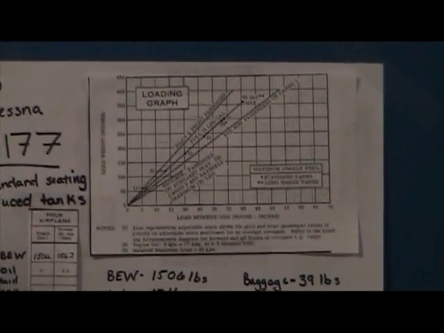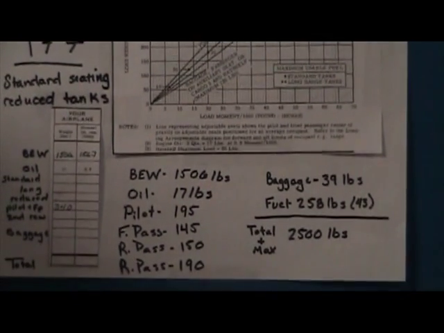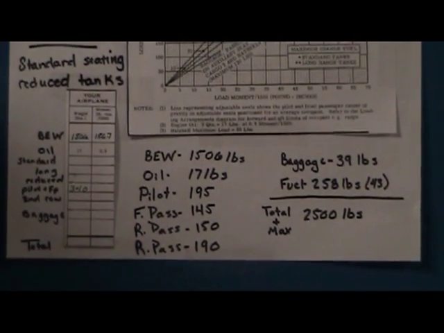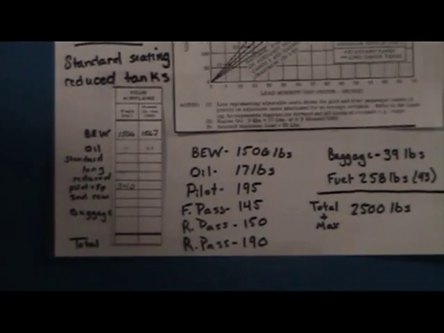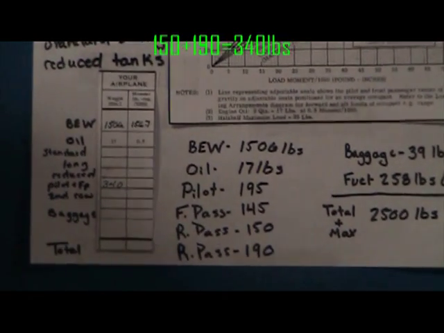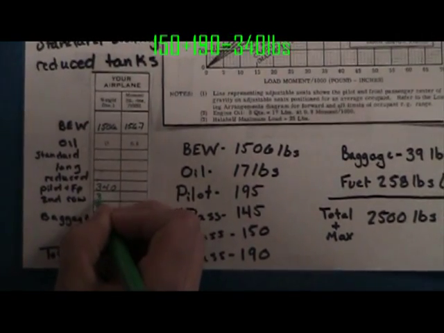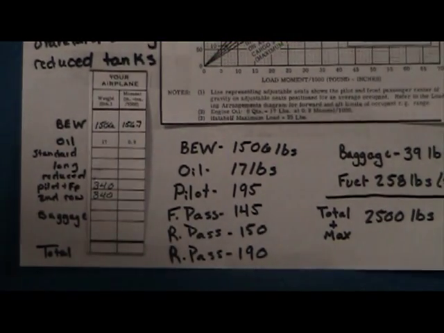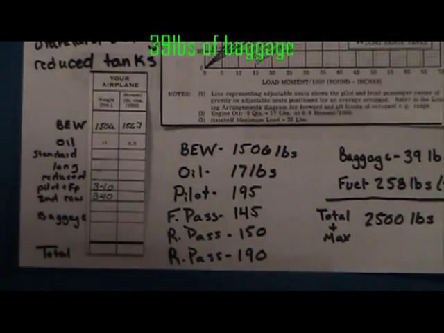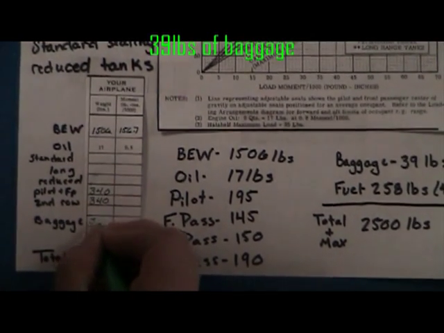We must then figure out the weight of our second row passengers, which would be our 2 rear passengers. One is 150, next is 190, which total to 340 pounds. We are taking 39 pounds of baggage during this trip.